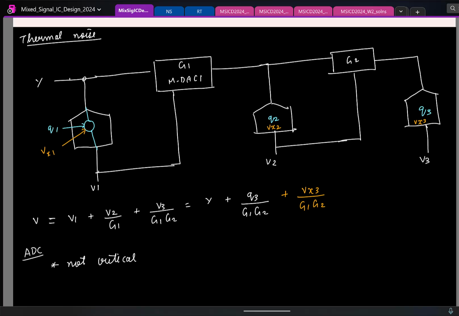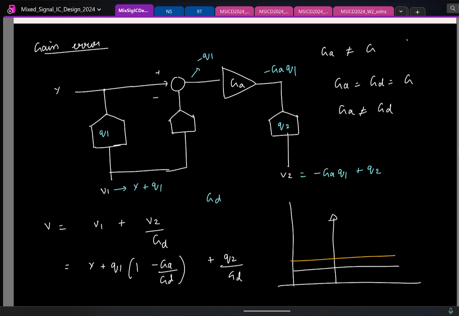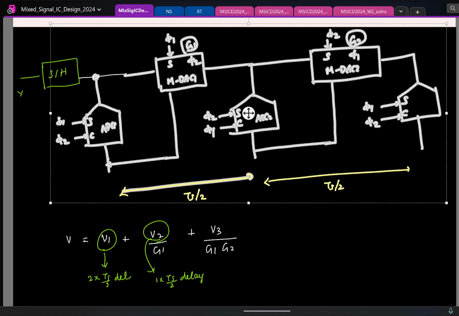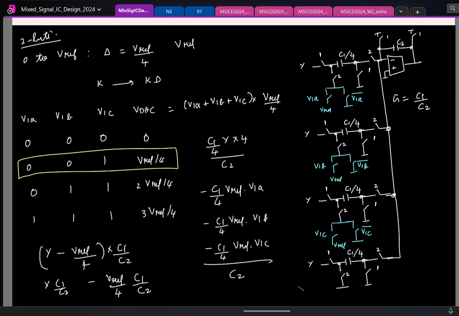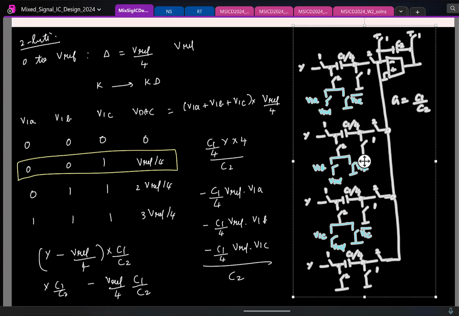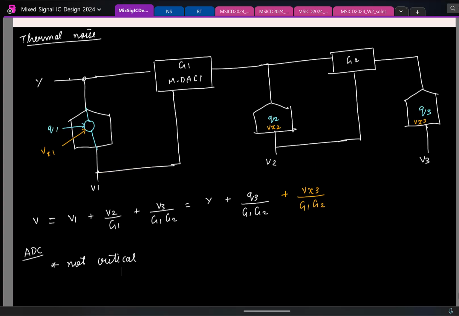So then we are only left with the noise from the MDAC. And for that, let's actually look at the circuit implementation of the MDAC so that we get an idea as to how much noise it is adding. So wherever I had the circuit, yeah. Let me take this 2-bit case itself as an example, and let's quickly see how the noise is going to look like.